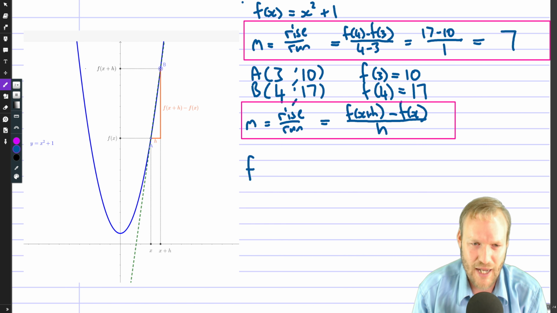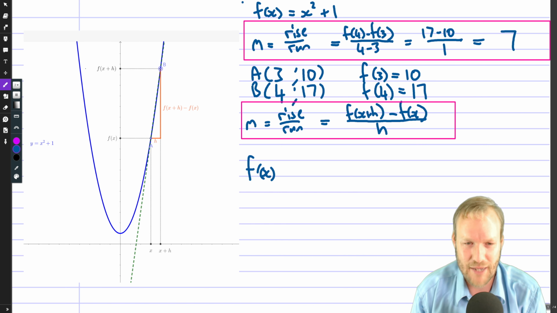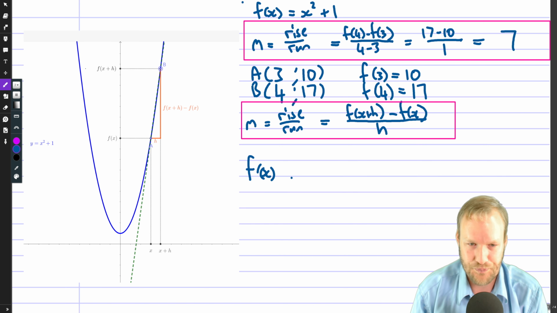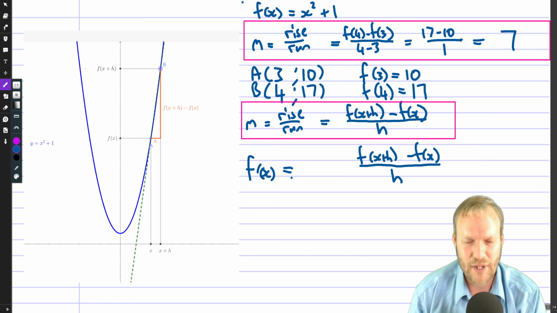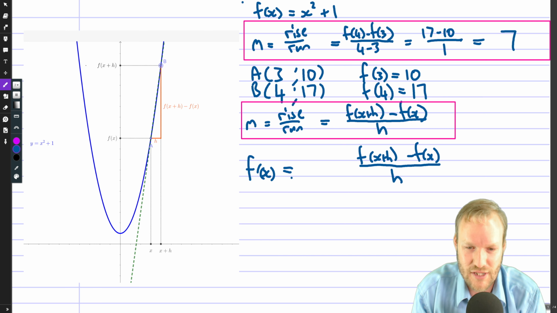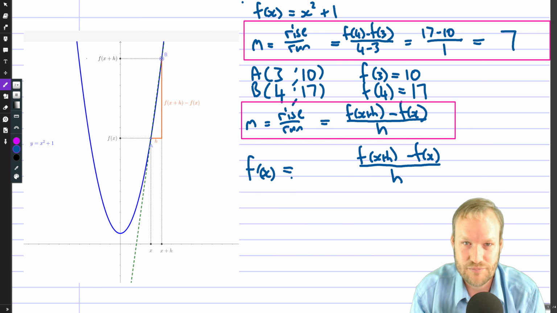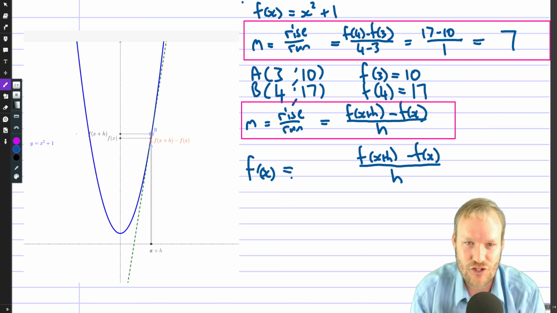So I'm going to call this new idea f prime x, or the derivative. The derivative's still gradient. It's just gradient at one point. So it's still going to be f of x plus h minus f of x, everything divided by h. But now what we're going to do is use this concept to say, okay, so point B is over there, f of x plus h. There's point B. And I'm slowly going to move this and make h smaller and smaller and smaller until h is 0.